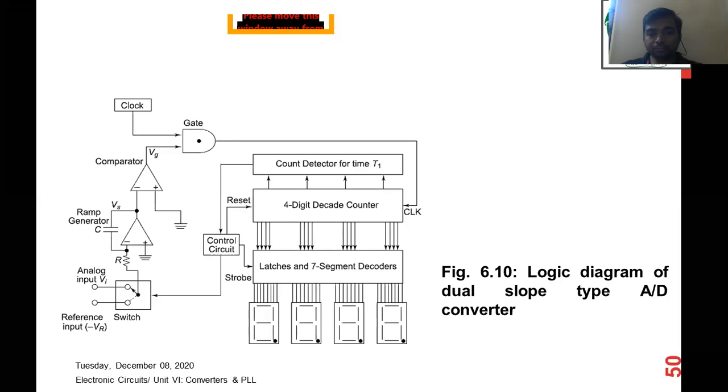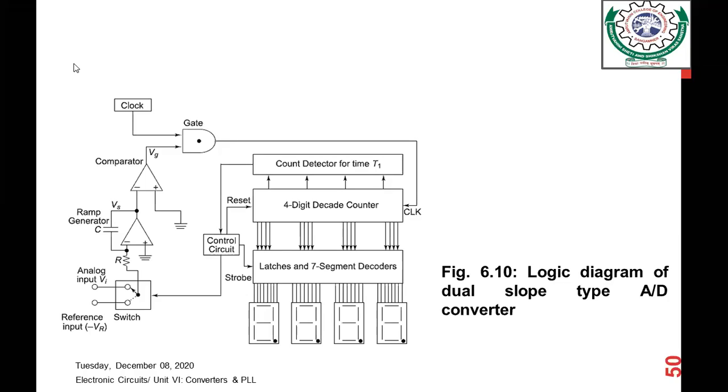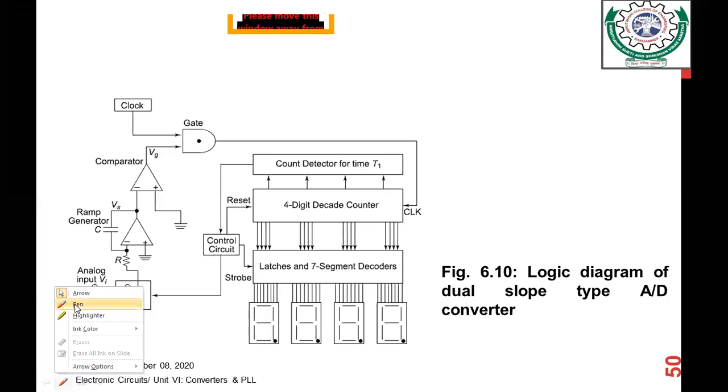That is the logic diagram I showed you yesterday, where we discussed the operation of the dual slope A to D converter. If you see the operation of this particular converter, you will find that there is a switch, switching between two inputs. One is the reference input voltage minus Vr, another is the analog input voltage Vi.